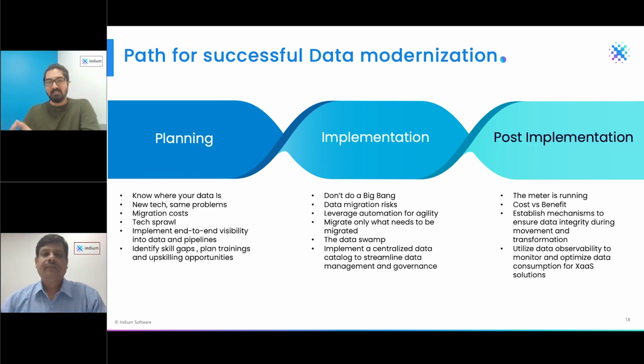And once this is done, this is the post implementation, because this is very key. Let's say you don't want to spend more, right? You want to ensure that it is very optimized. So we need to look at those areas where, how do I optimize my consumption? How am I doing this? How is there a cost versus benefit analysis that is being done?